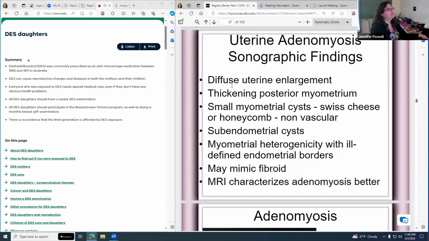So sonographic findings: diffuse uterine enlargement, thickened posterior myometrium, small cysts, looks like Swiss cheese or honeycomb. They are non-vascular. Subendometrial cysts, myometrial heterogeneity with ill-defined endometrial borders. So what this means is that sometimes there's no distinction between the endometrium and the myometrium. You can't see that stripe and the borders of it. It may mimic a fibroid because it can be focal, and MRI gives you better characteristics.